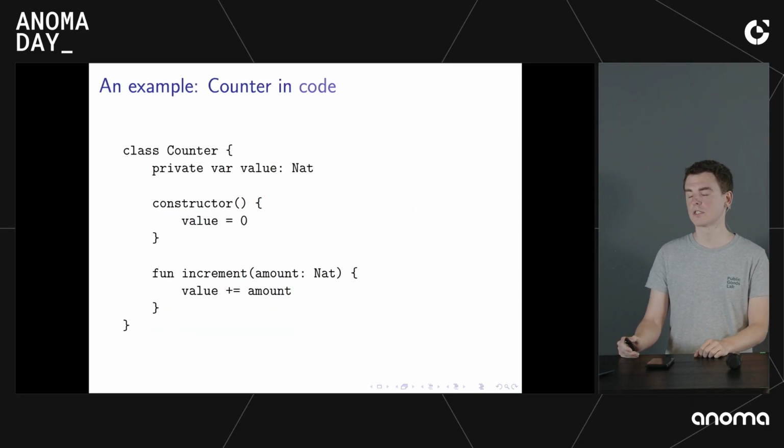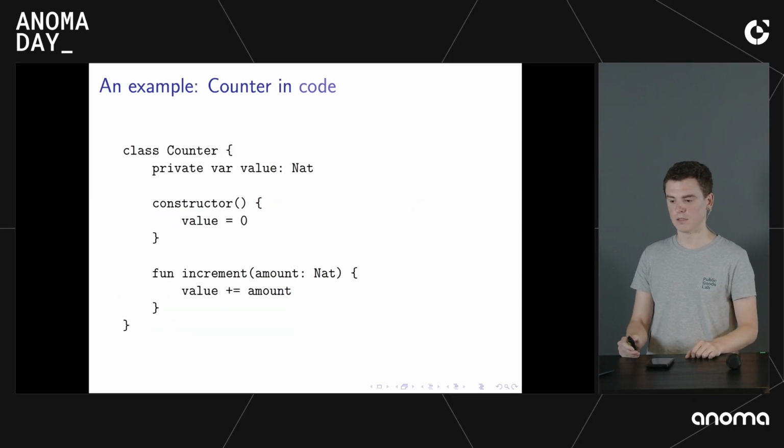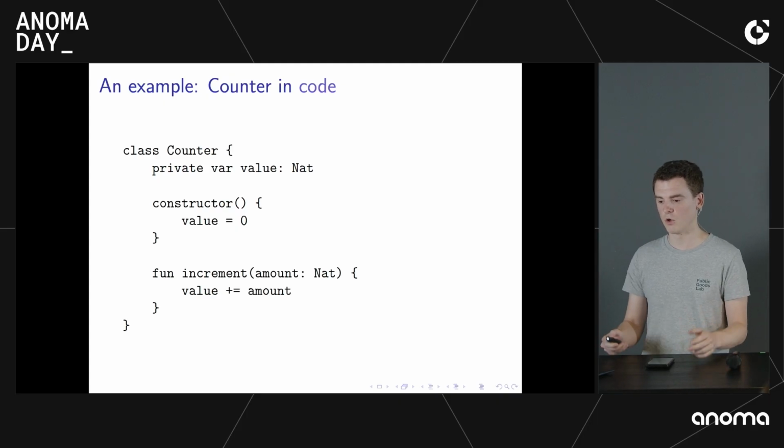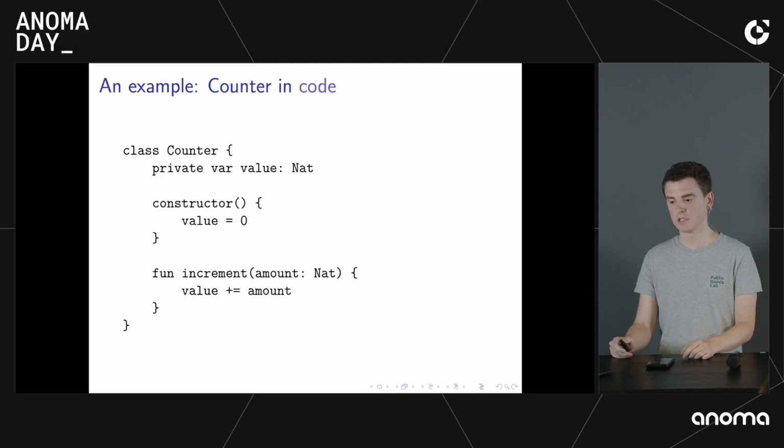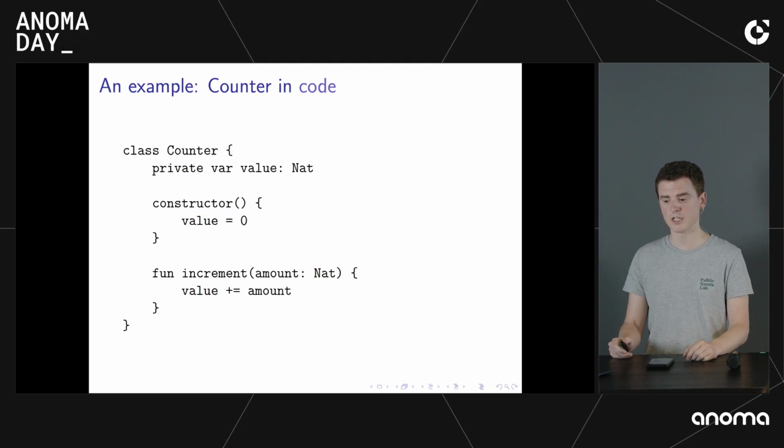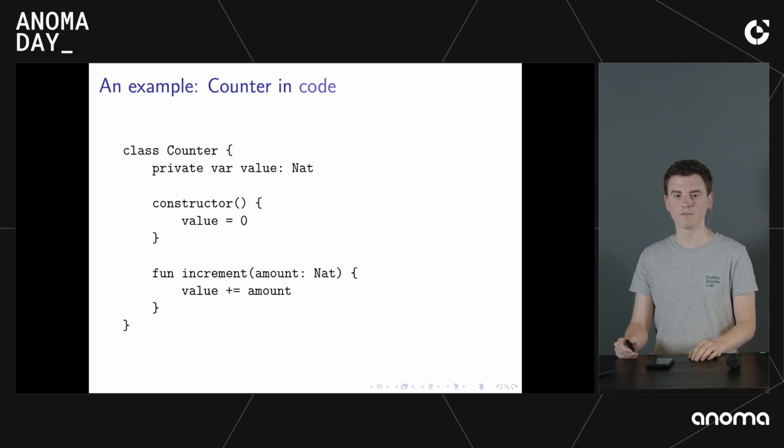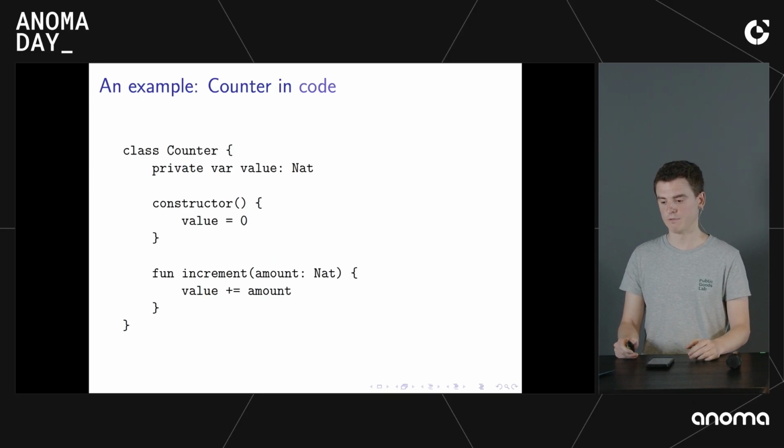Great, so this is the first example. Here we have some Java-like code that defines the counter class. This class has a single private field called value, which is a natural number. And then we have one constructor, which sets the value to 0. And we have a method which increments the value by some given amount. I think that's all very clear.